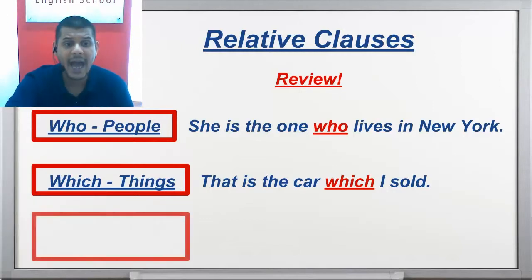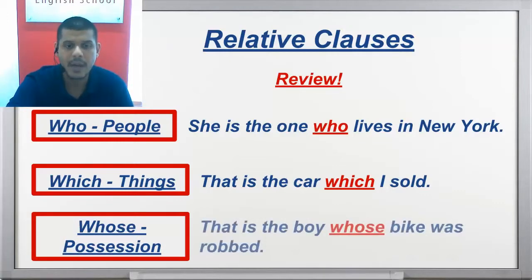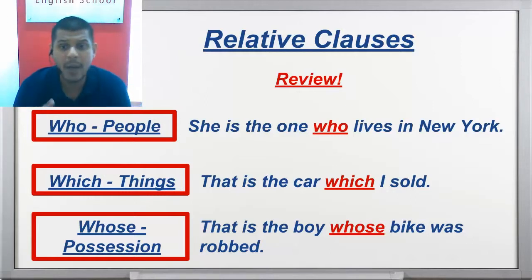And finally, I use whose to indicate possession. So let's take a look here. That is the boy whose bike was robbed. I can say, that is the boy. His bike was robbed. And connecting, I make: that is the boy whose bike was robbed. So guys, basically this is how we're going to use the relative clauses. Right now we can use who, which, and that, which is for both people and things. And finally, whose, that indicates possession.